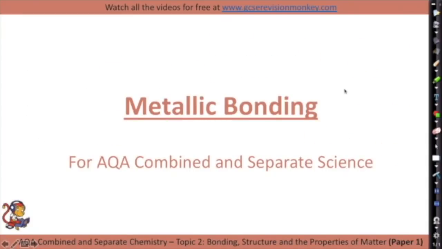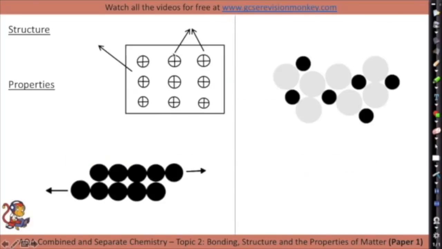The final type of bonding that you need to be aware of is metallic bonding, and that's the bonding that exists between metal atoms. For example, if you were to pick up a large lump of gold, there would be metallic bonding between the gold atoms to make sure that that structure stays together. And this model here shows what metallic bonding looks like.